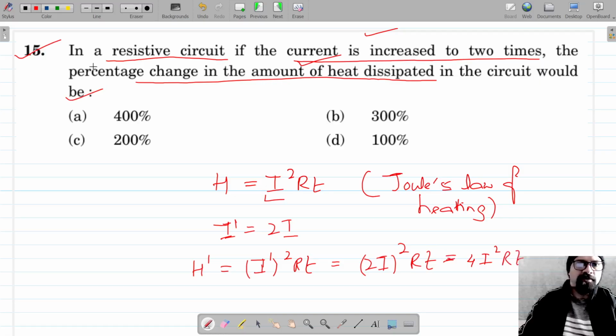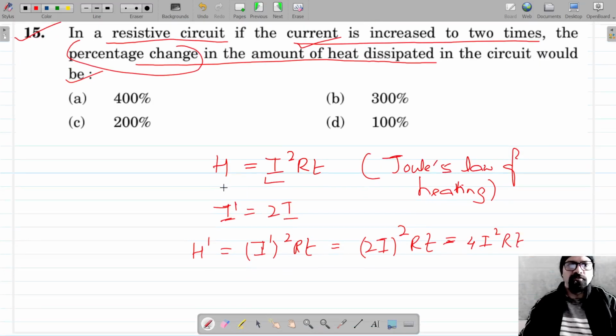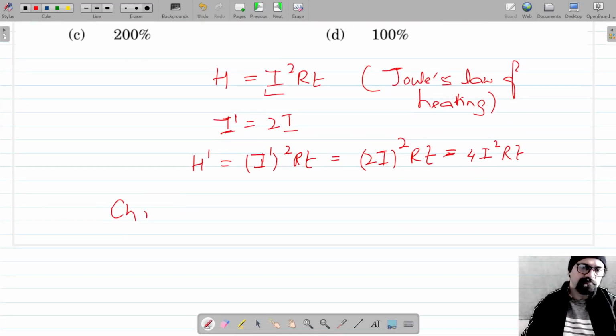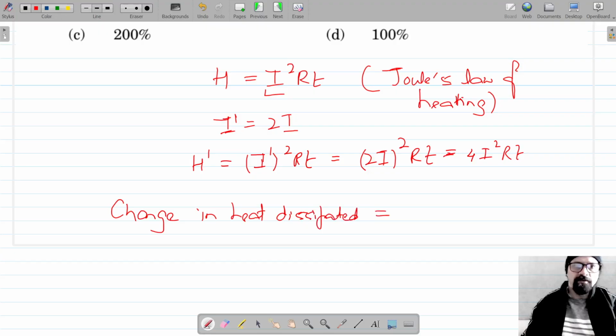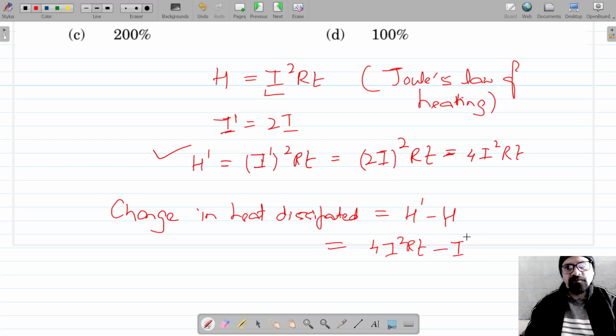Now we have to find the percentage change. So before that, let's find out the change. So the change in heat dissipated will be the final heat, that is H dash minus H. H dash is 4I square RT minus I square RT, which gives me 4 minus 1, which is 3I square RT.